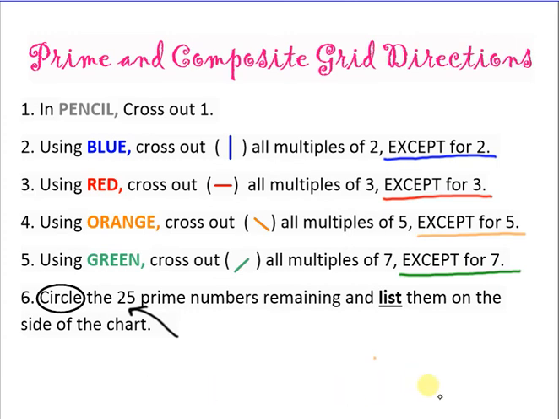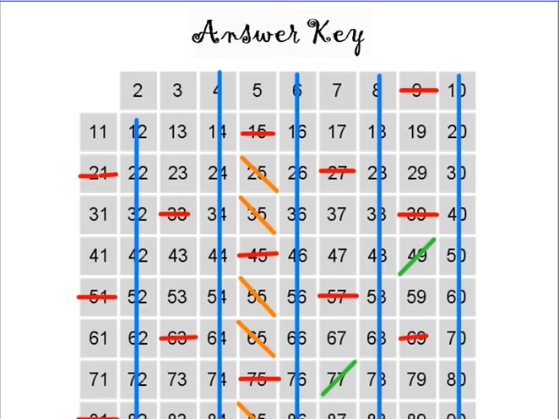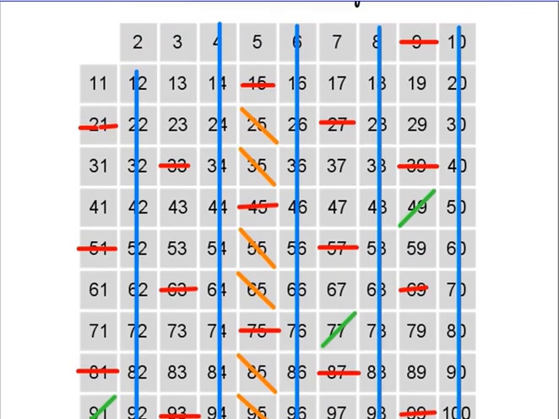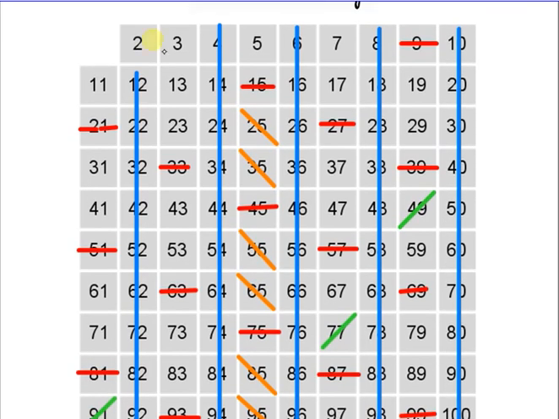And at the bottom, I want you to go ahead and write them out. Now, I'm going to show you the answer key here in a second. So if you don't want to see it yet, don't look. Okay, so this is what your answer key will look like. This is what your grid should look like.